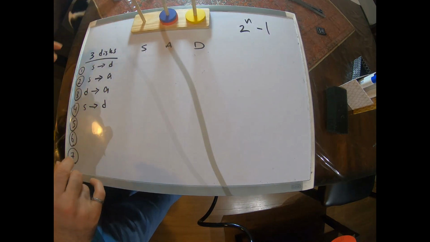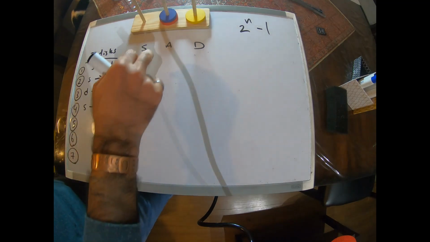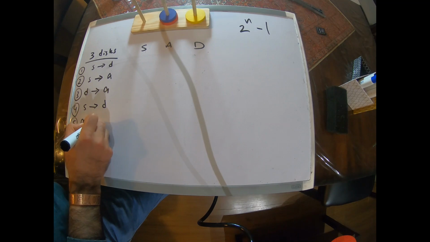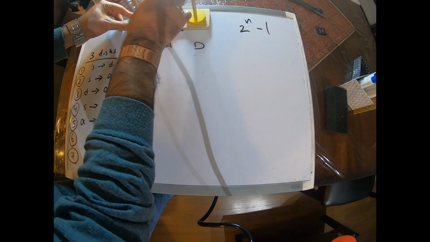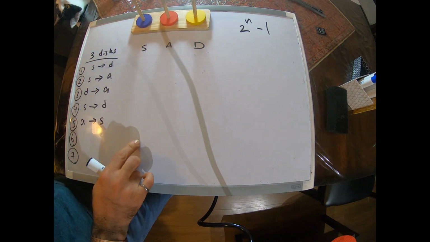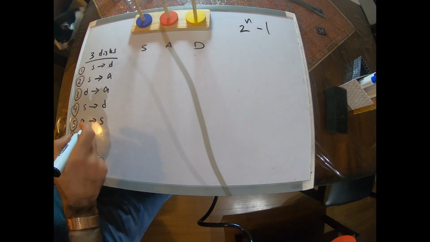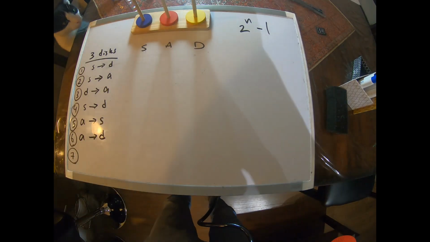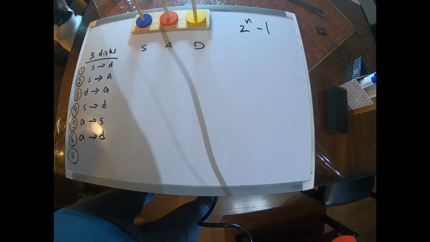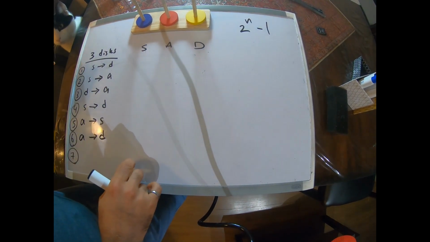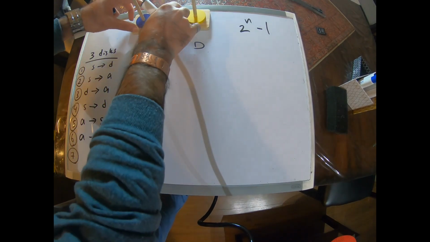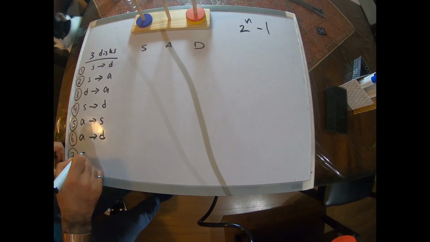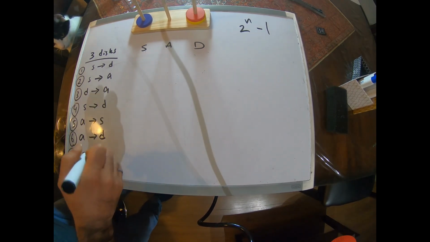Okay, what's the next one? It's moving between auxiliary and source. The next one is going to be moving between auxiliary and destination. Can you guys see the whole whiteboard? Yes. Okay. And the last move would be moving between source and destination.